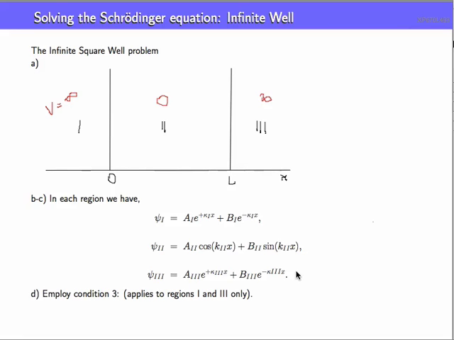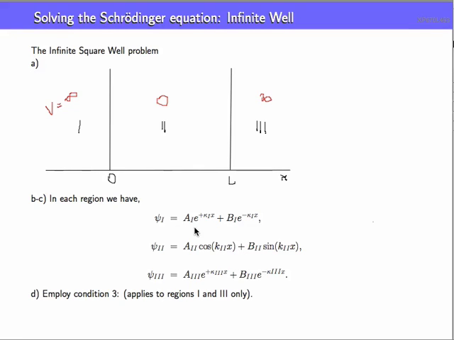Now employ condition 3. Condition 3 says that as we go off to plus infinity over here, the wave function has to die off, and over to minus infinity it has to die off. So this only applies to regions 1 and 3. Region 2 doesn't contain any infinite parts, so we don't worry about that. And we can see right off the bat what's going to happen here.